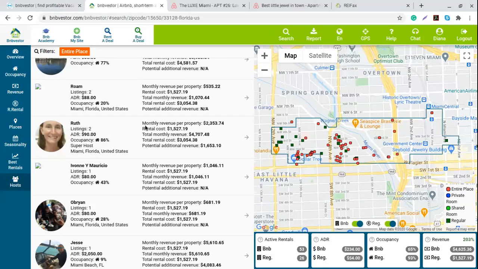This is how you can analyze everything about a specific area, which type of property will be the best one, and how to rent it if you want to rent it as an entire place or only a shared room, a private room. This is how you can do it.